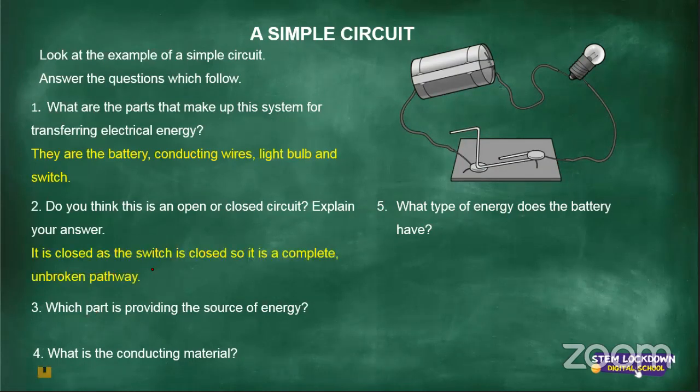So it is closed as the switch is closed, so it's a complete unbroken pathway. So this is a closed circuit because the switch here is closed. So it's an unbroken pathway. Okay, so remember the words, an unbroken pathway. So it's allowing the current to flow from the cell, goes through, and it goes to your battery, to your light bulb. So which part is providing the source of the energy?